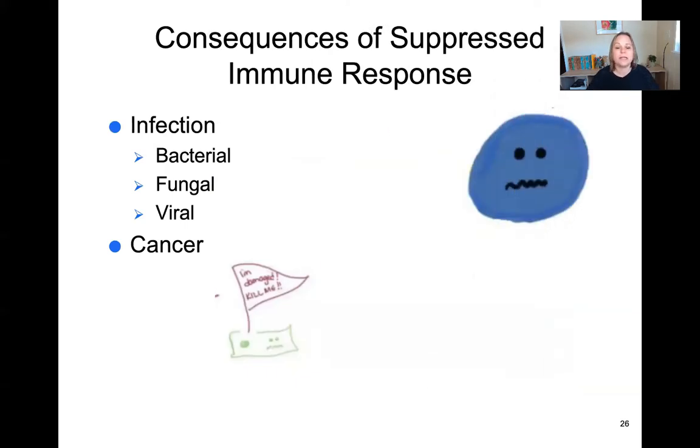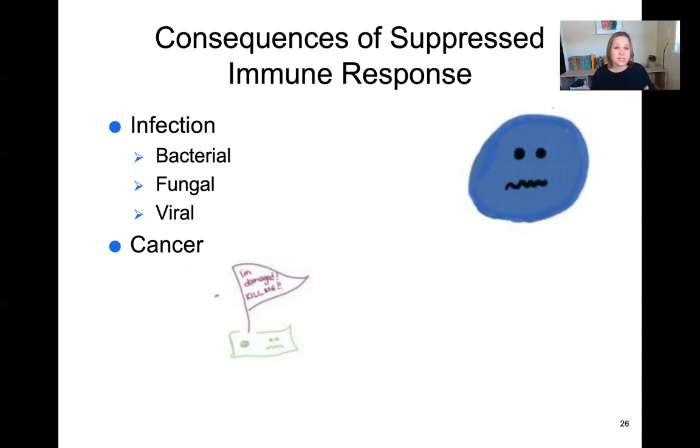Now, when our body has an underactive immune response, this can cause a variety of things, like infections, because we don't have the ability to fight them off. It can be bacterial, fungal, or viral. And we can also get cancers. So remember, our body is always making new cells. And sometimes those cells can be mutated. They're not good. They're not normal. And we don't want those in our body.